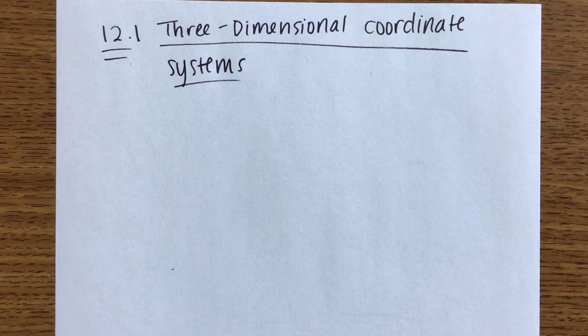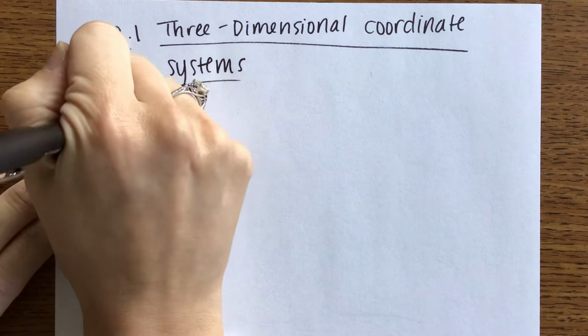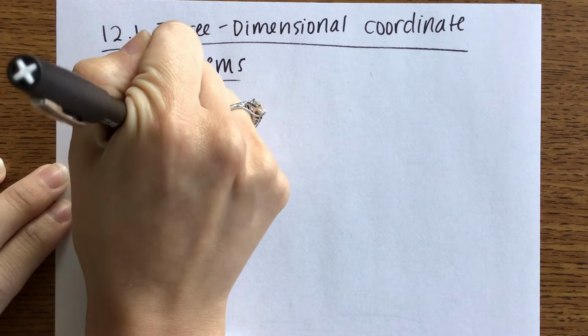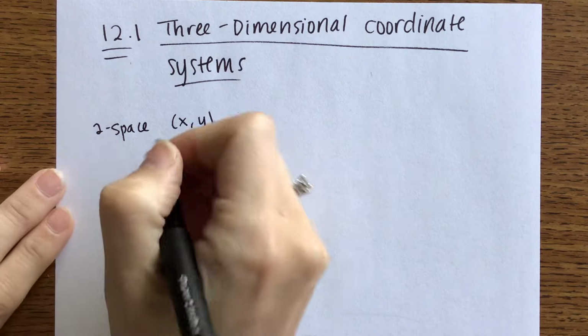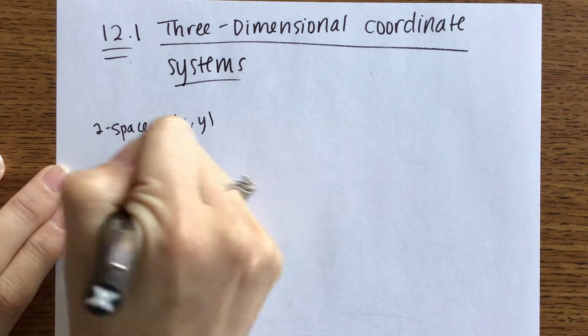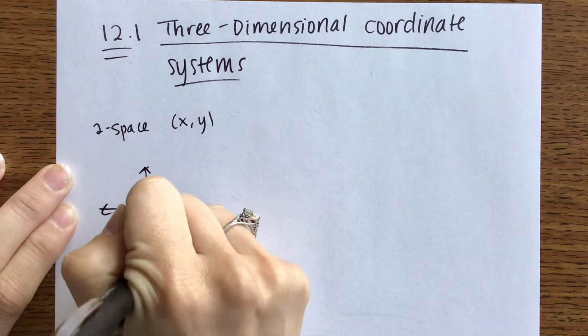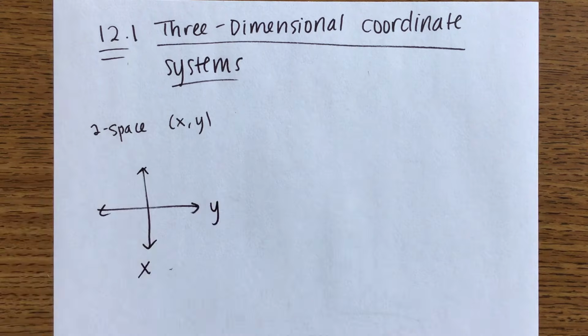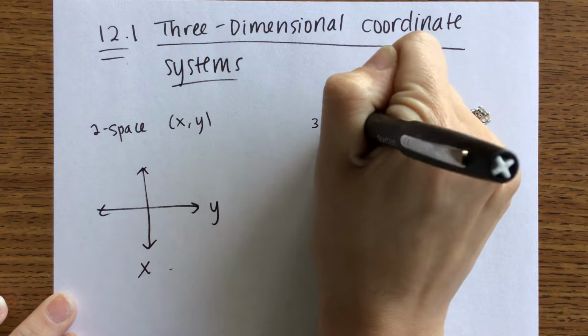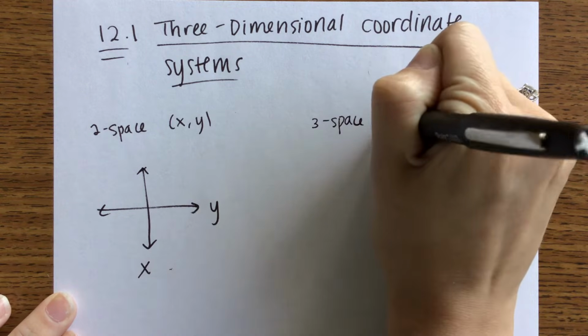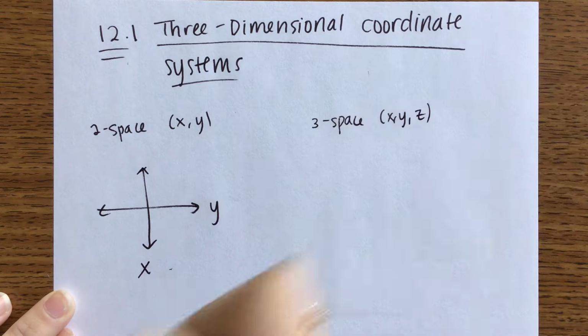Okay, so we're going to start with graphing. What you guys have done before is you've graphed in two space. So you've graphed these points, x comma y, and you've had your two different axes, your x-axis and then your y-axis. What we are going to do today is graph in three space. So we're going to graph the points x, y, z.